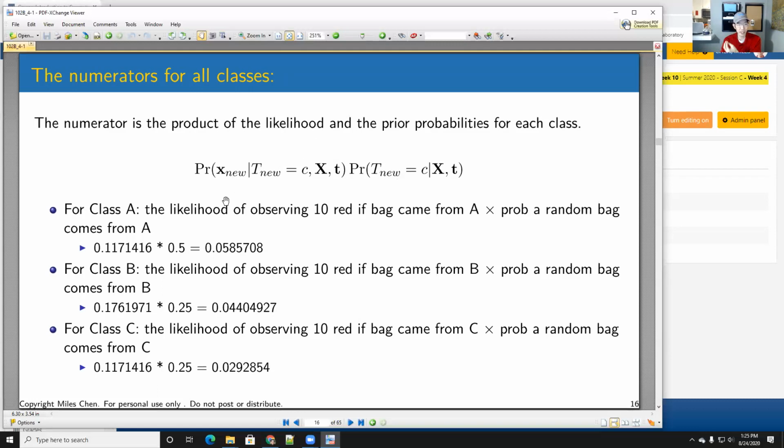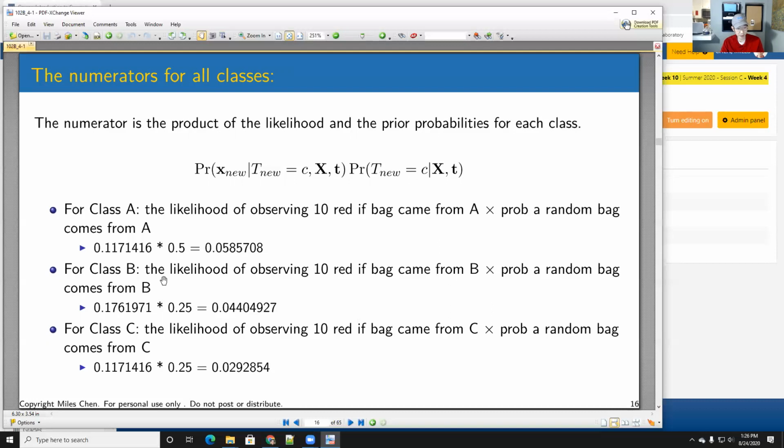So for factory A, we ask, what's the probability that we get 10 red out of 20 marbles if it came from factory A? Well, factory A produces 60% red marbles, so its probability of making 10 out of 20 is around 11.7%. We're going to multiply that by the prior probability. We're also going to balance that by the fact that half of the bags come from factory A, which is 0.5. We multiply those together, we get 0.0585, okay, 5.8, 5.9%.